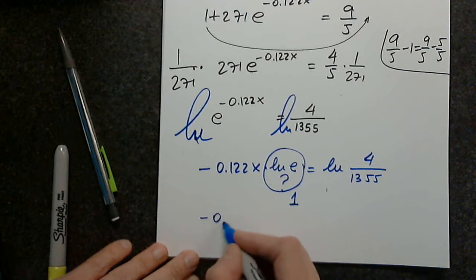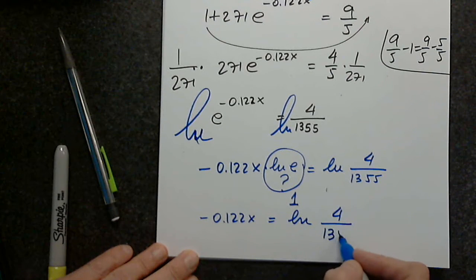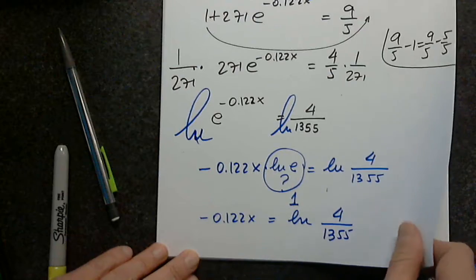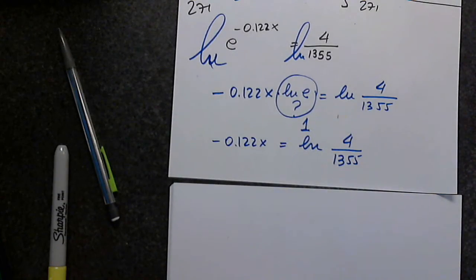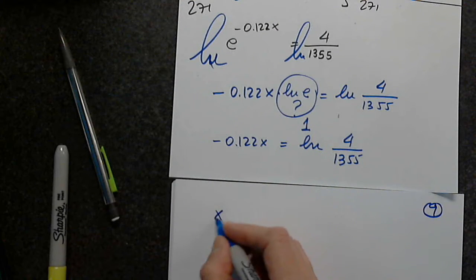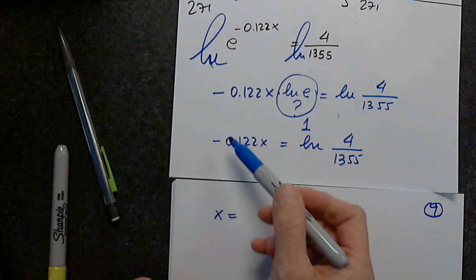So then negative 0.122x equals natural log 4 over 1355, and I'm done. One tiny step. What is that step? x equals, I need to get rid of this.